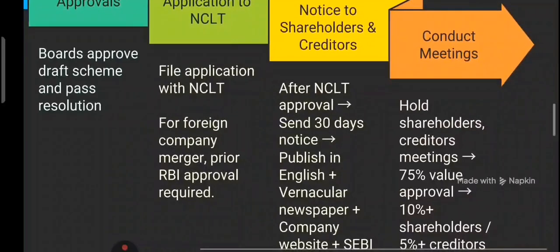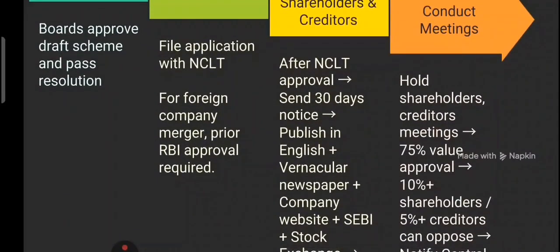Then we have notice to shareholders and creditors. See, once NCLT gives the go ahead, a 30-day notice is issued.